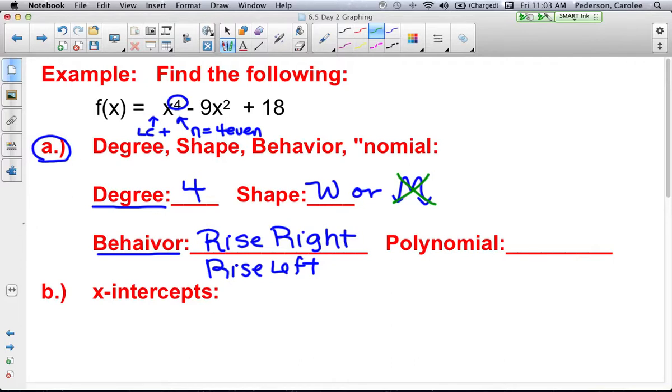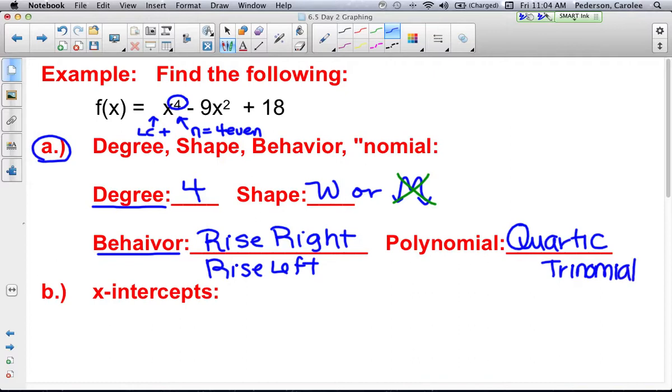So then let's go on and identify the name of this polynomial. The name of this polynomial first is the degree is 4. So we call this a quartic. And then we count up how many terms there are. There are 3 terms. So this is called a quartic trinomial.